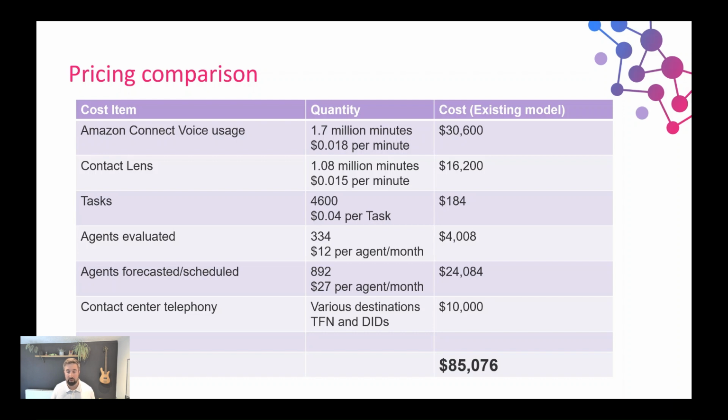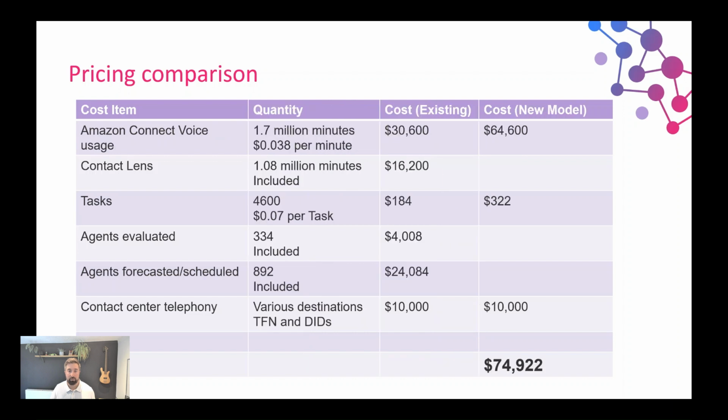Let me be really clear as well, this is covering Amazon Connect usage and features only. There are costs for other AWS services in this account. I haven't included them here as I wouldn't expect them to change significantly between the two Amazon Connect pricing models. What about if we compare that to next gen then?